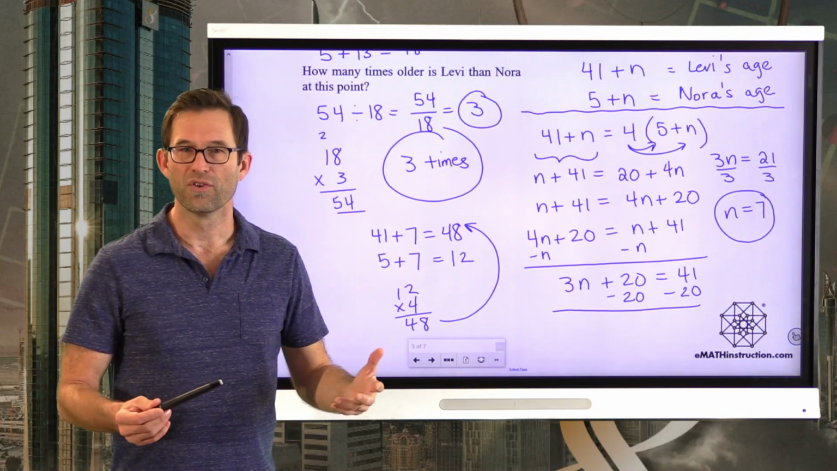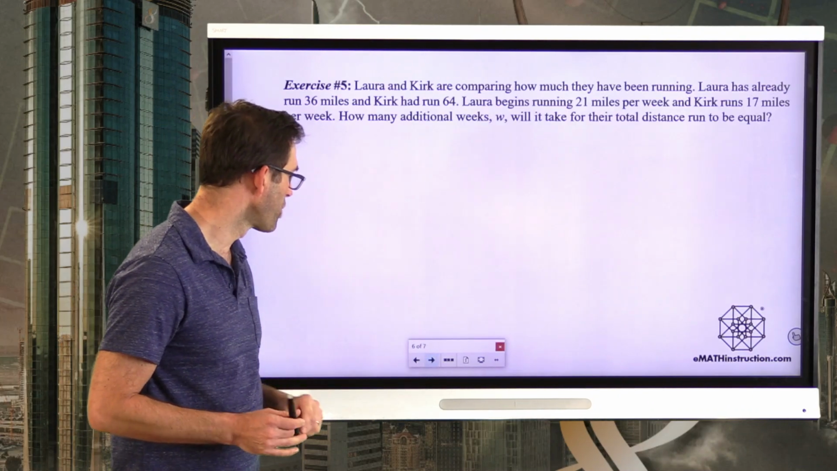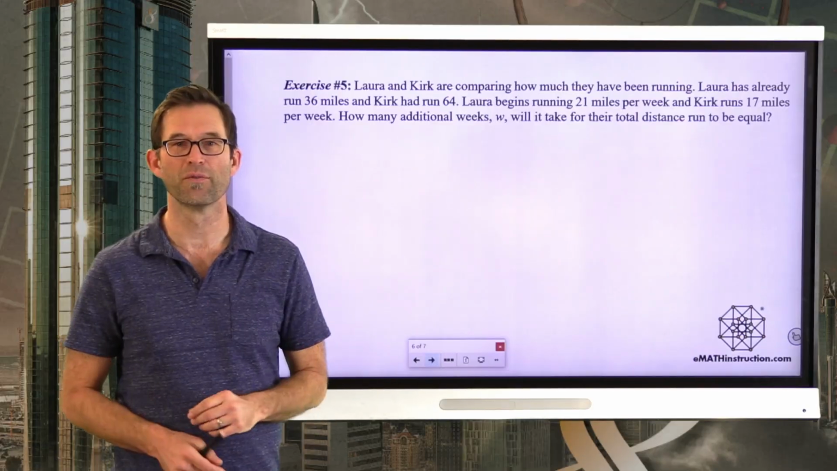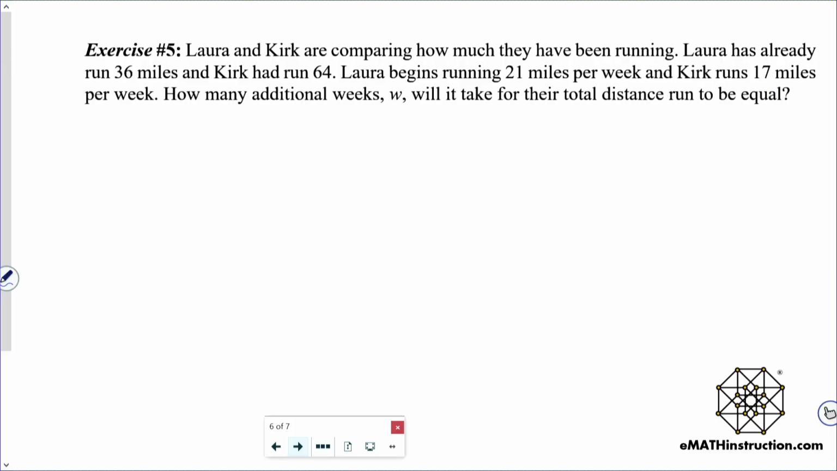Let's keep moving on, do a little bit more modeling. One more problem. Exercise number 5. Laura and Kirk are comparing how much they've been running. Laura has already run 36 miles, and Kirk has run 64. Laura begins running 21 miles per week, and Kirk runs 17 miles per week. How many additional weeks, W, will it take for their total distance run to be equal?